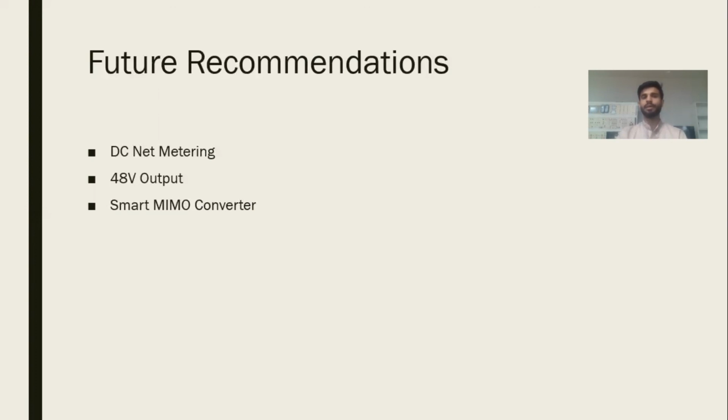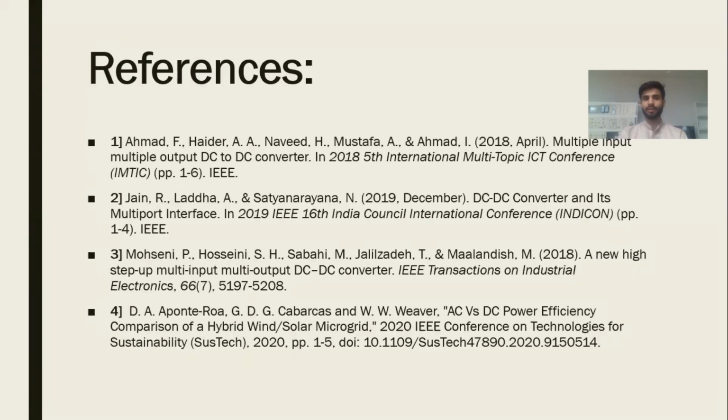In future recommendations, we recommend DC net metering so that we complete the concept of a DC microgrid and use this converter in this microgrid. Another 48 volt output can also be obtained by fabricating another buck boost converter circuitry. From 48 volts, we can exchange energy at longer distances than the 24 volt output. We can also make our converter smart. Then it will tell us how much energy we are getting from the input and how much we are utilizing at the output, so that the remaining energy can be stored or transferred in the network.